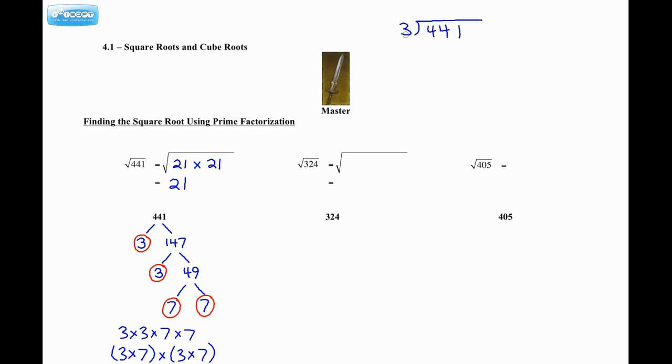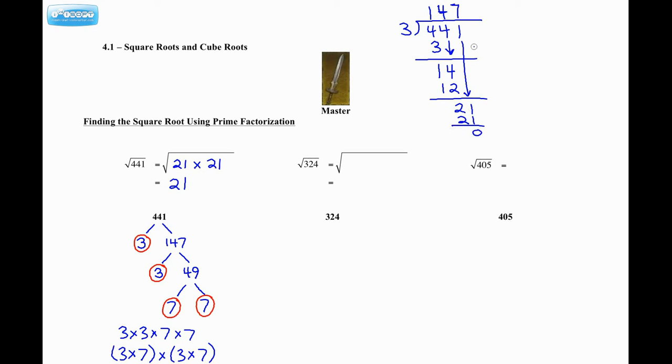There we go. So 3 goes into 4 once. 1 times 3 is 3. And then I subtract. And then I bring down this 4. And then I just repeat. So 3 goes into 14 4 times. 4 times 3 is 12. And I subtract. And then I bring down this 1. 3 goes into 21 7 times. And there's my 147. 7 times 3 is 21. Subtract, and I get 0.